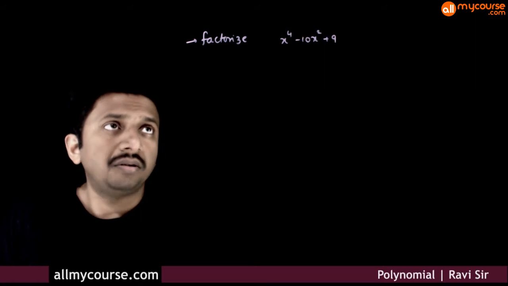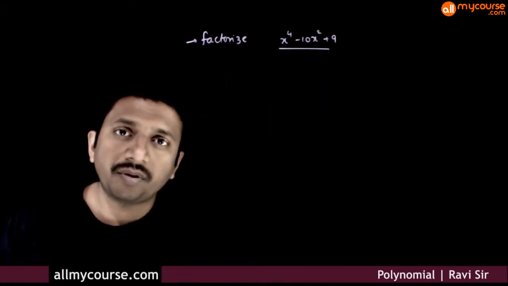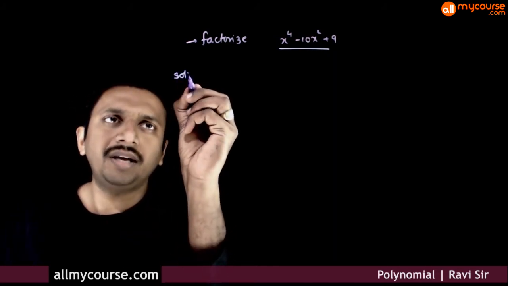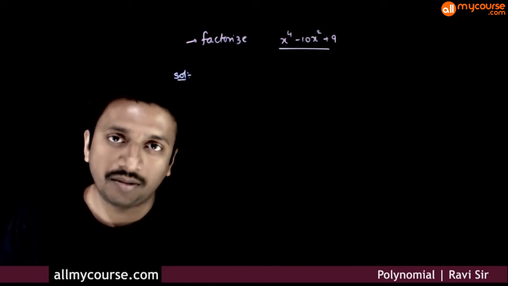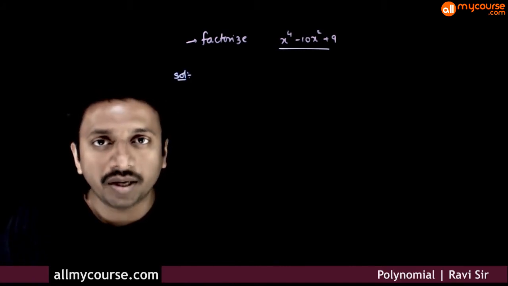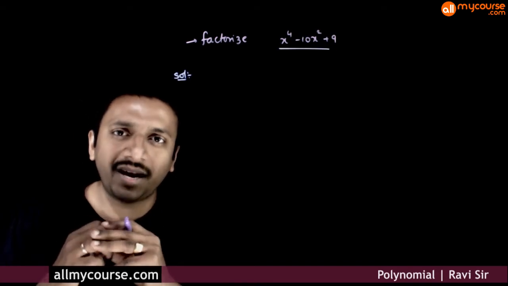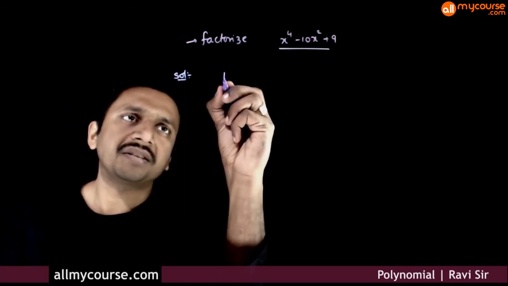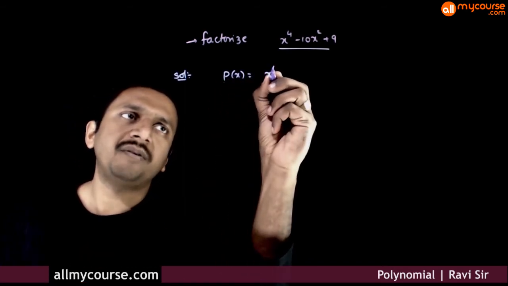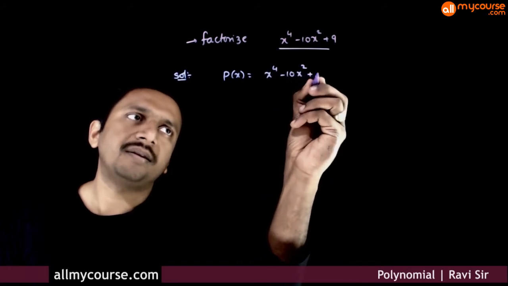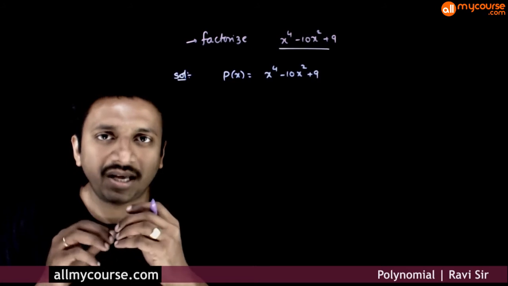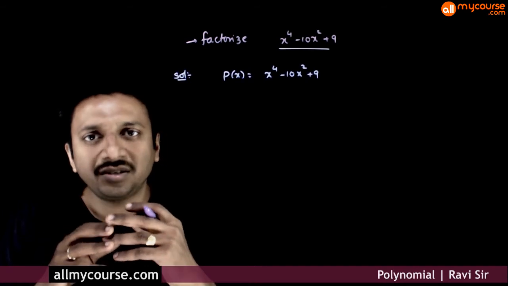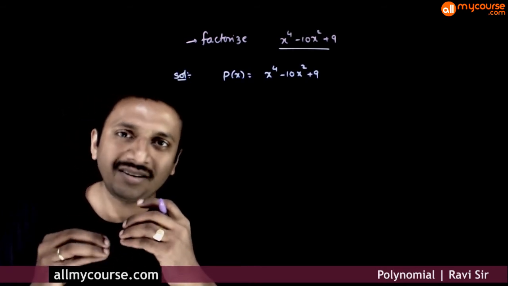So in this question, you're asked to factorize the polynomial x power 4 minus 10x square plus 9. So this is a 4th degree polynomial. There is no direct way in which you can solve this. So usually what we do here is we use trial and error and try to find some of the solutions using the factor theorem. So if p of x is equal to x power 4 minus 10x square plus 9, whenever you have a polynomial of degree more than 2, you try to find some of the factors by using trial and error.